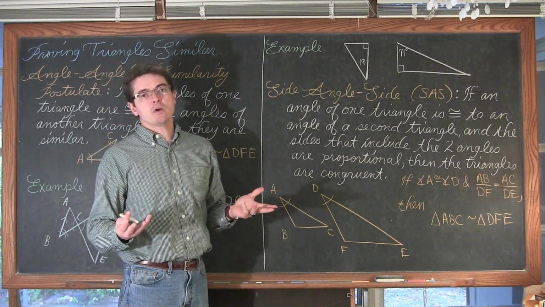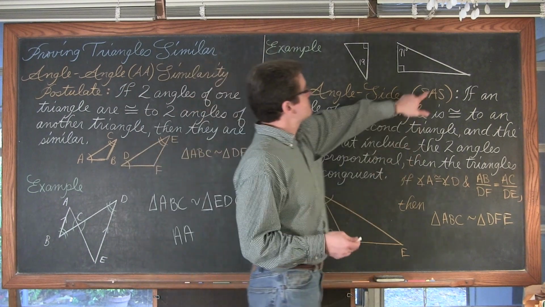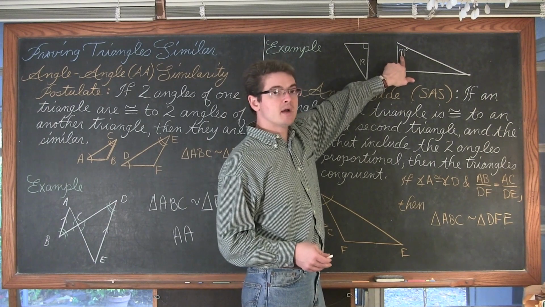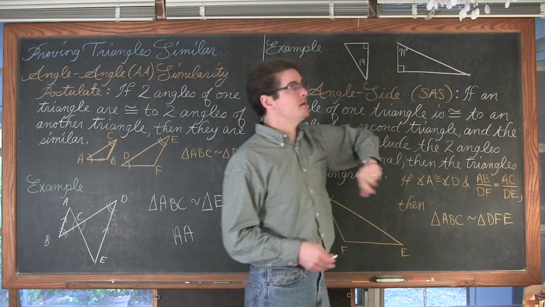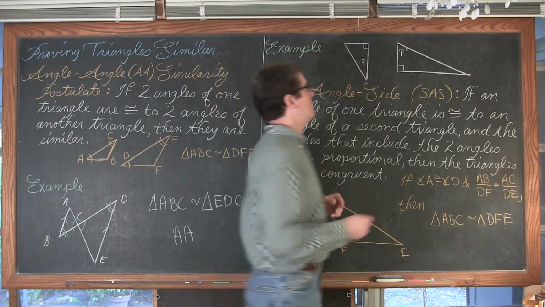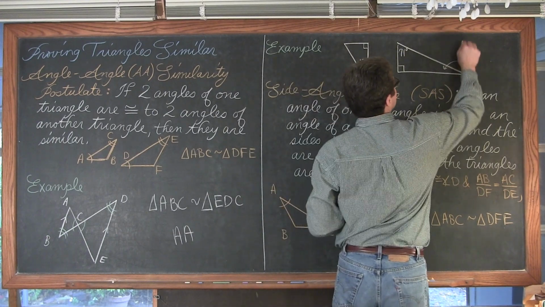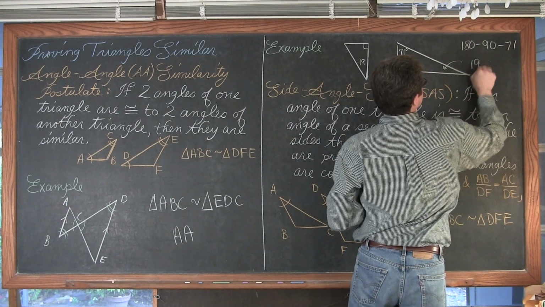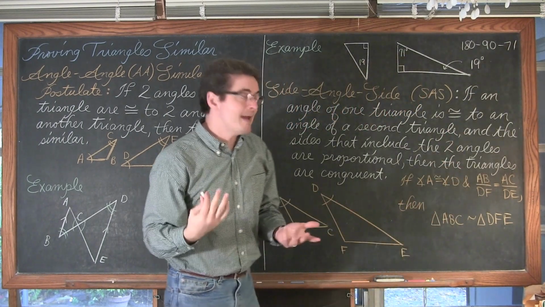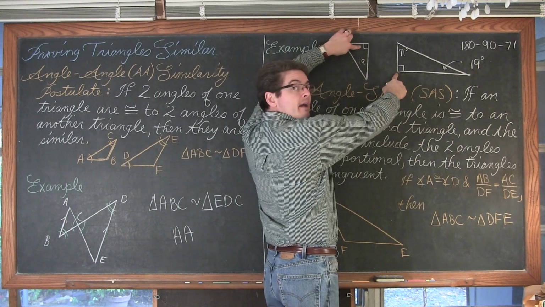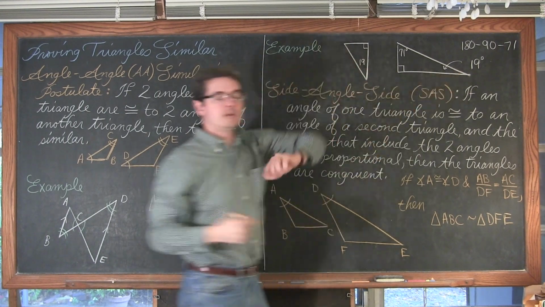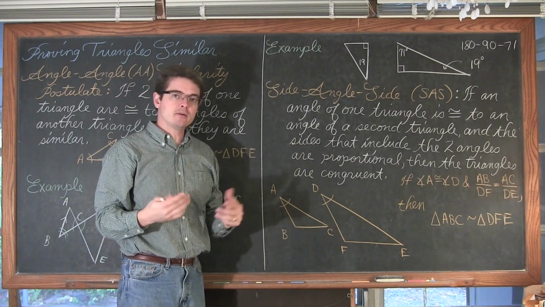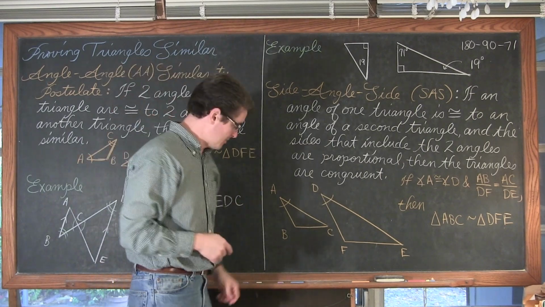Well, the interior sum of a triangle has to be 180 degrees. So if I take 180 degrees and subtract 90, and then subtract 71, this angle right here is also 19 degrees, and it is. Then again, due to AA, a pair of angles congruent here and another pair here, these two triangles are similar triangles due to the AA postulate.